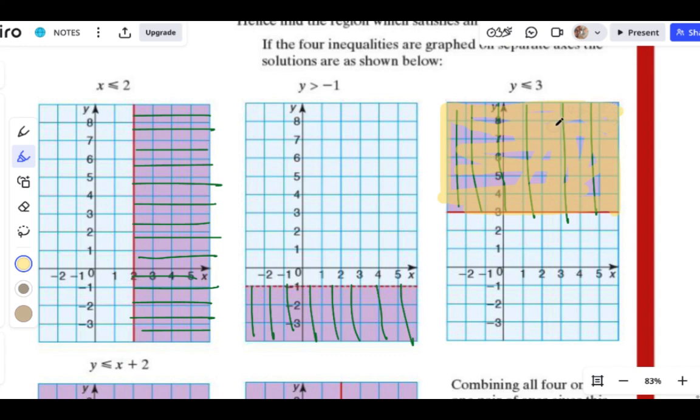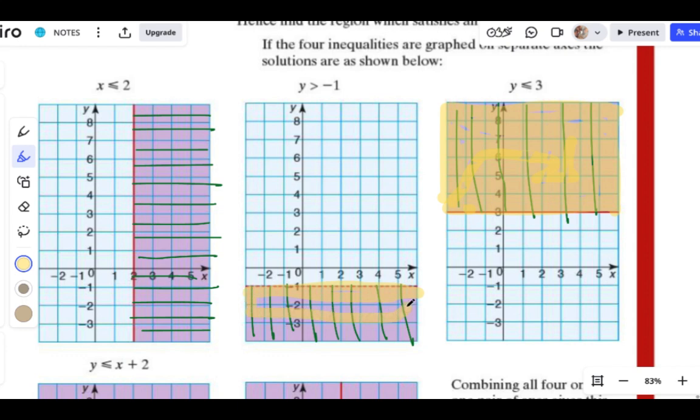Remember, this said leave unshaded the region which satisfies the inequality, so you don't shade the region which satisfies it. For some questions, they tell you shade the region which satisfies the inequality, then you shade the bottom side. But this one says leave unshaded the region which satisfies the inequality, so you shade the opposite side. Similarly here, you shade this region.